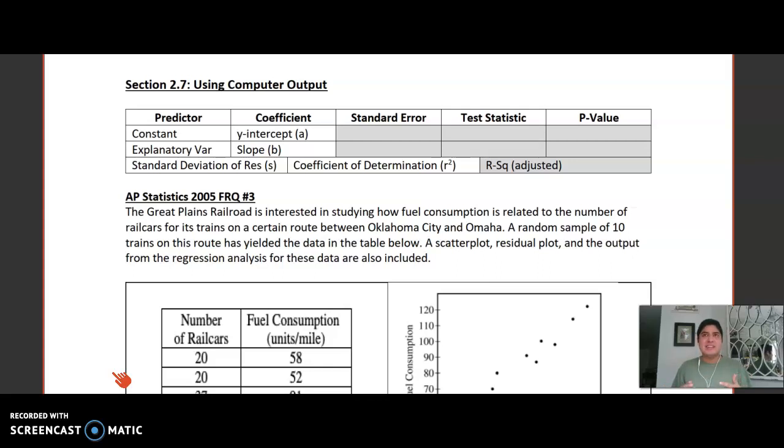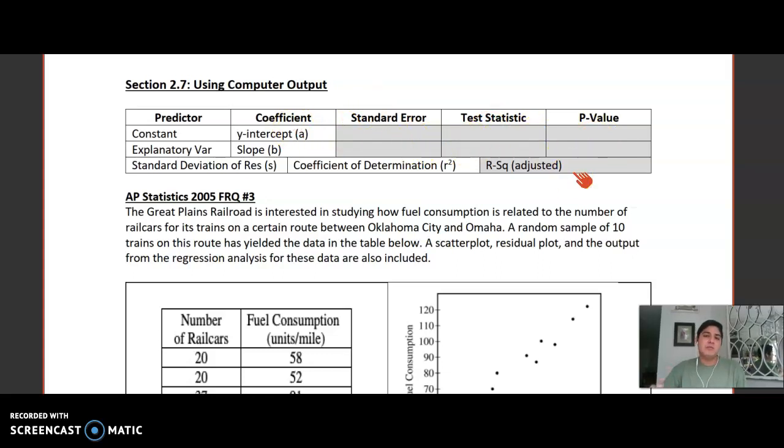Not every year is there a type of linear regression question. It kind of happens every other year, every 2 to 3, things like that. But we're going to take a look at one of my most favorite AP Stat questions, which is from the 2005 free response section. Now, when you see computer output, what's grayed out is not relevant to us yet.